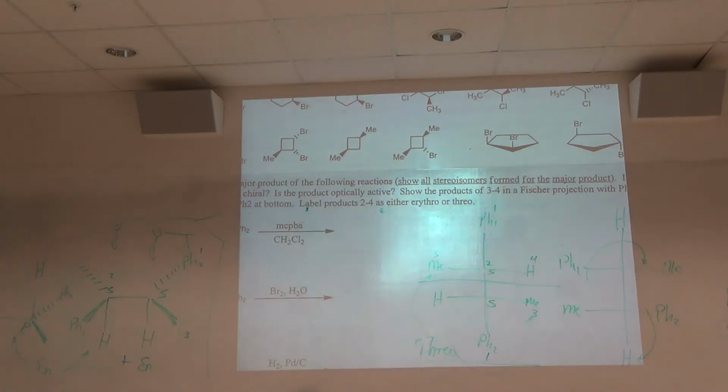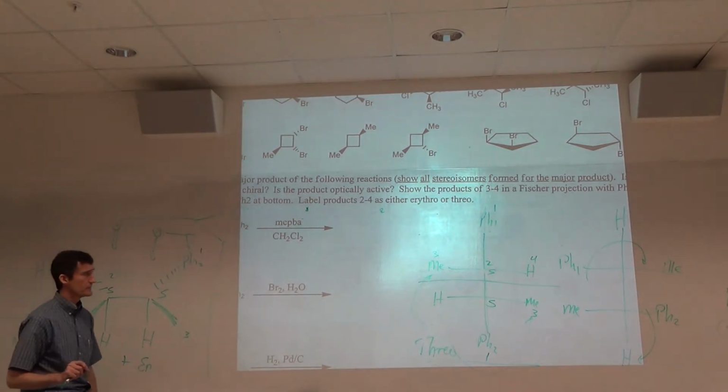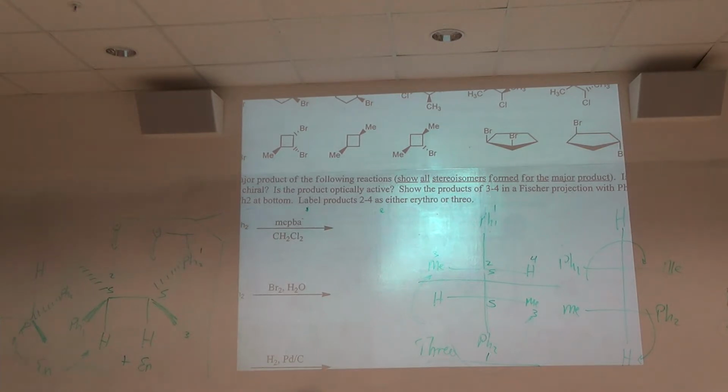Let's say this to kind of finish up. Please work the other three there. Did we answer everything? Oh, is the product optically active? That question is a little bit vague. The answer is no. Why is it no? Because it's racemic. Because it's going to be a 50-50.